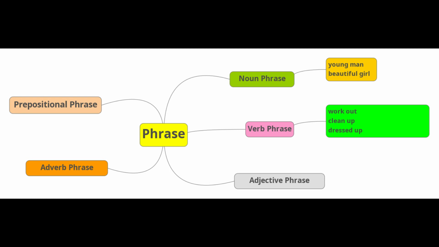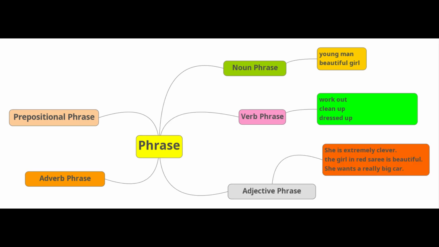Now I will give some examples of adjective phrases. She is extremely clever. In the sentence, extremely clever is a meaningful group of words, and it is an adjective phrase. Other examples are: The girl in red saree is beautiful. She wants a really big car. In the examples, can you find the phrase? I think you find it. In red saree and a really big car are adjective phrases. See the mind map carefully.